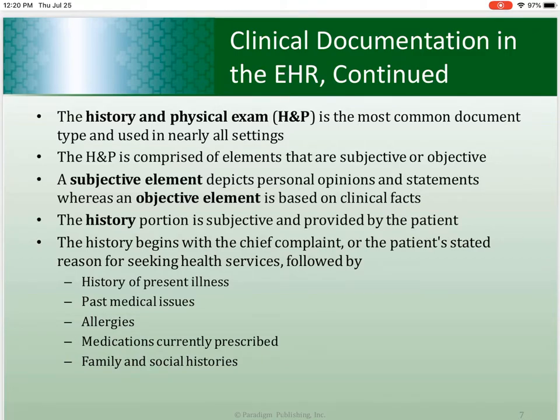So the history is the subjective element of the H&P because it is obtained from the patient or a family member, as well as a review of previous medical records. Subjective element is based on personal reporting and opinions. The history begins with the chief complaint, which is the patient's stated reason for seeking health services. The chief complaint is then followed by one or more of the following components: history of present illness, past medical issues, allergies, medications currently prescribed to the patient, and family and social histories.